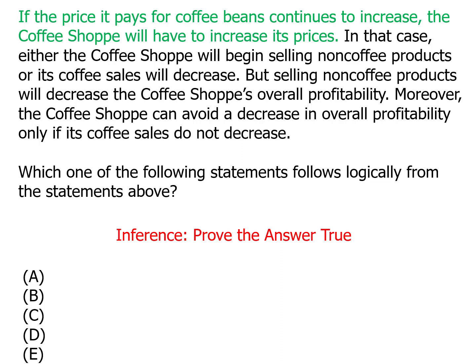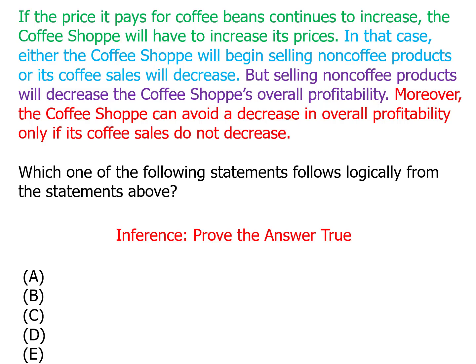The first: if the price that it pays for coffee beans goes up, the coffee shop is going to have to increase its prices. If it increases its prices, it'll either have to begin selling non-coffee products or the coffee sales will go down. But if it sells non-coffee products, that's going to decrease its overall profitability. And finally, the only way to avoid a decrease in overall profitability is also to make sure that the coffee sales don't decrease, which you could flip around in your head to: if the coffee sales do decrease, then it's going to decrease the overall profitability.